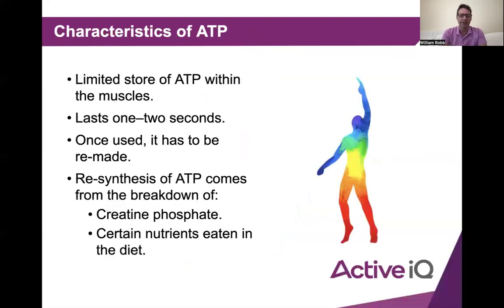Okay, so let's look at the characteristics of ATP. Limited stores within the muscle. It lasts for about 1 or 2 seconds. After those 1 or 2 seconds, it has to be remade. So resynthesis of ATP comes from the breakdown of creatine phosphate and then certain nutrients that we eat in our diet.